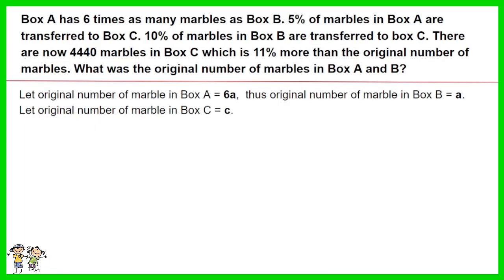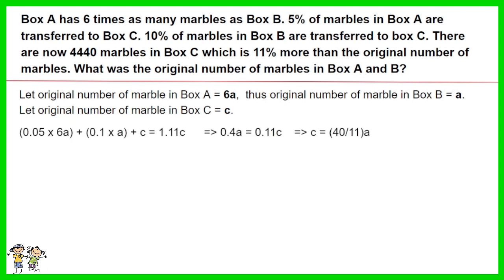Let original number of marbles in box A equal 6A, thus original number of marbles in box B equals A. Let original number of marbles in box C equal C. 0.05 of 6A plus 0.1 of A plus C equals 1.11 C. Work out the equation, you will get C equal to 40 over 11 of A.